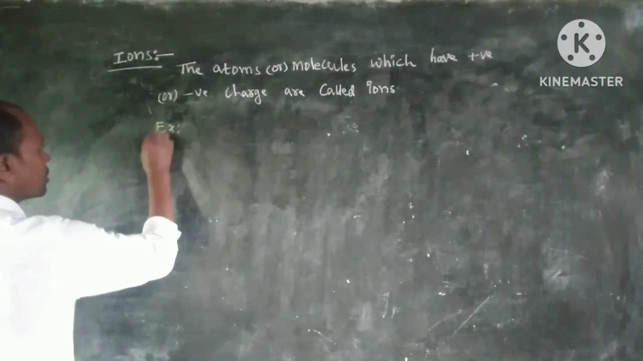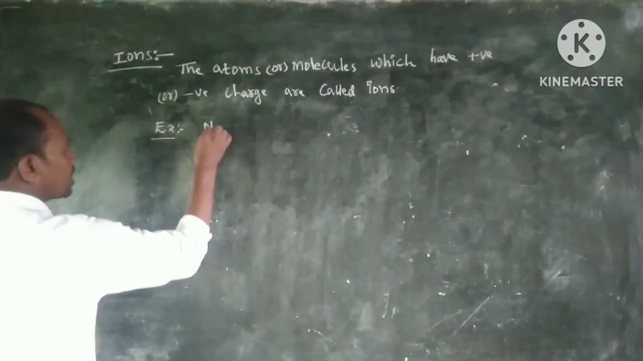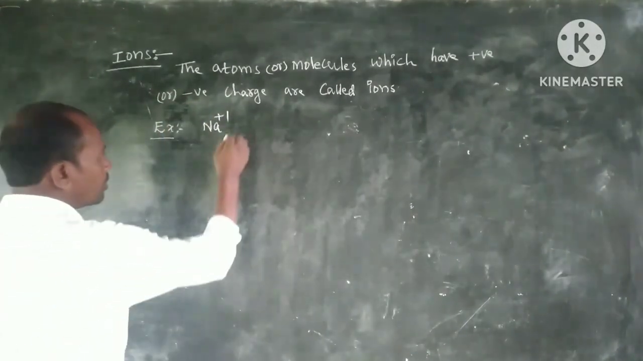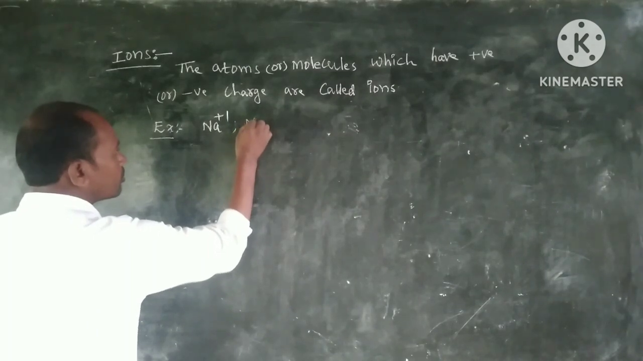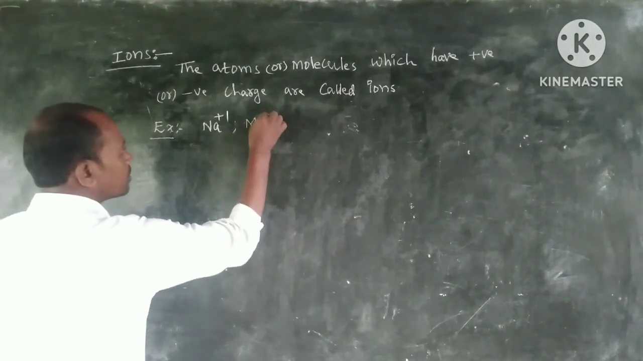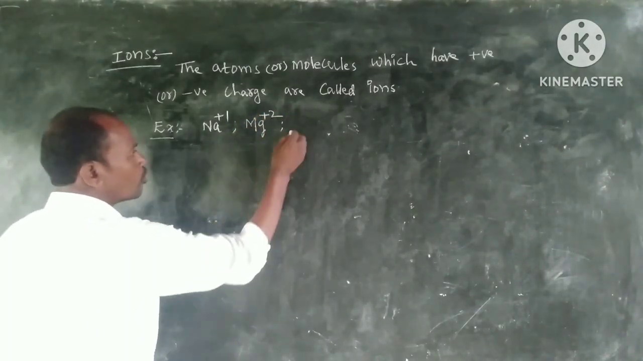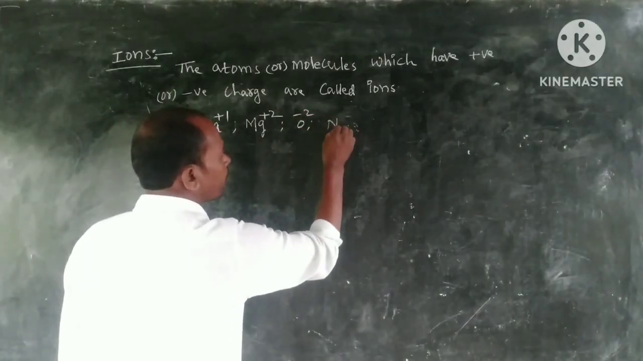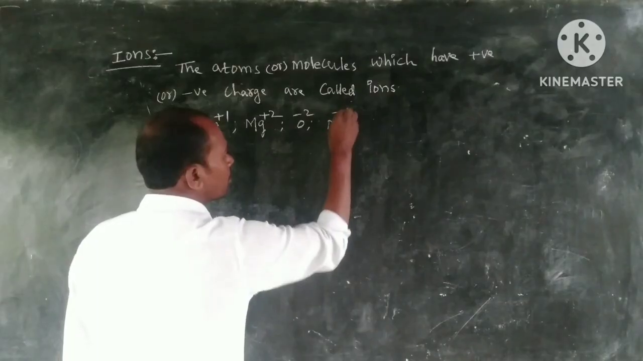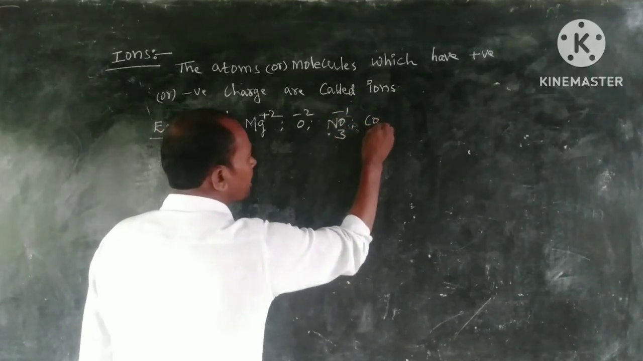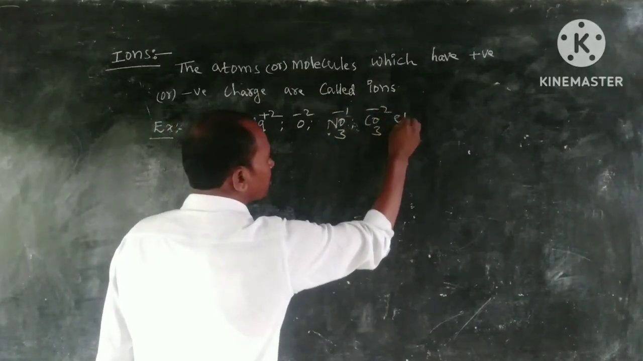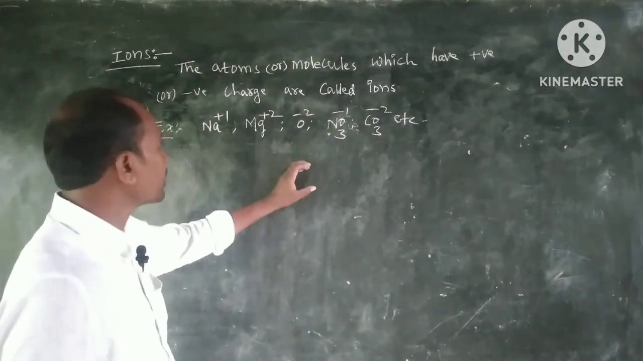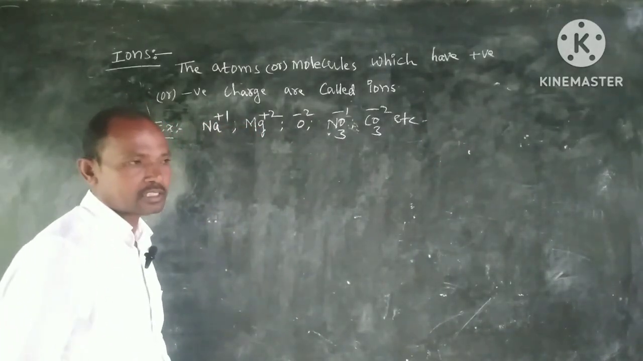Examples: Na+1, Mg+2, O-2, NO3-1, or CO3-2, etc. So all these are examples of ions.